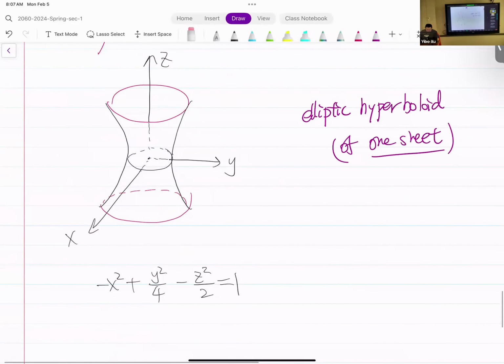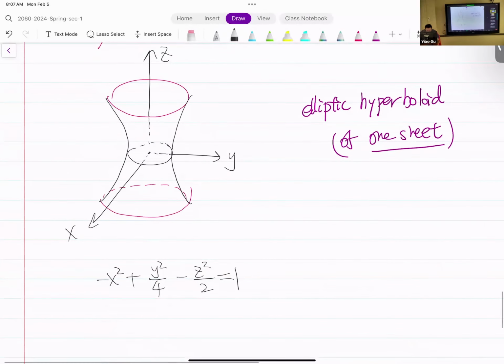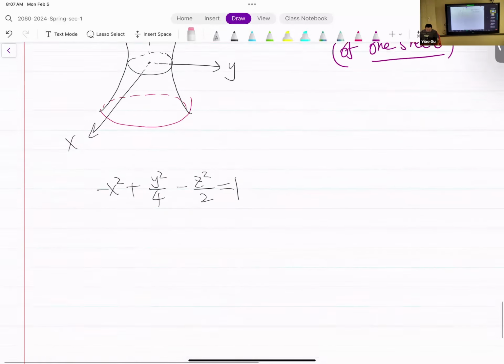And now we're going to look at another, this is the last example. Negative x squared plus y squared over 4 minus z squared over 2 equals 1. So now in this case, we have something different. We have one term that's positive on the left-hand side, but there are two negatives, right? Let's see how it goes. Basically, we start with the traces. Quickly sketch.